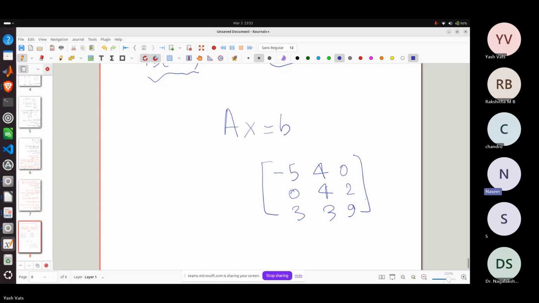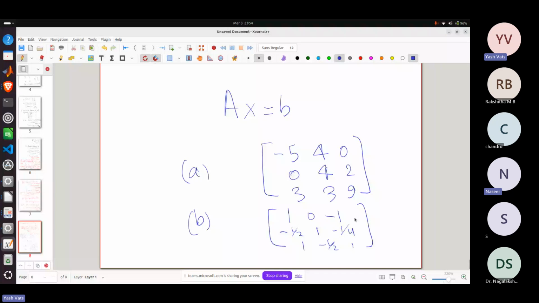Option B is matrix A with row 1: 1, 0, minus 1. Second row is minus half, 1, minus 1 by 4. And the third row is 1, minus half and 1. Option C is both A and B. Option D is neither A nor B. So I went for only option A, but in the key, they have given both A and B.